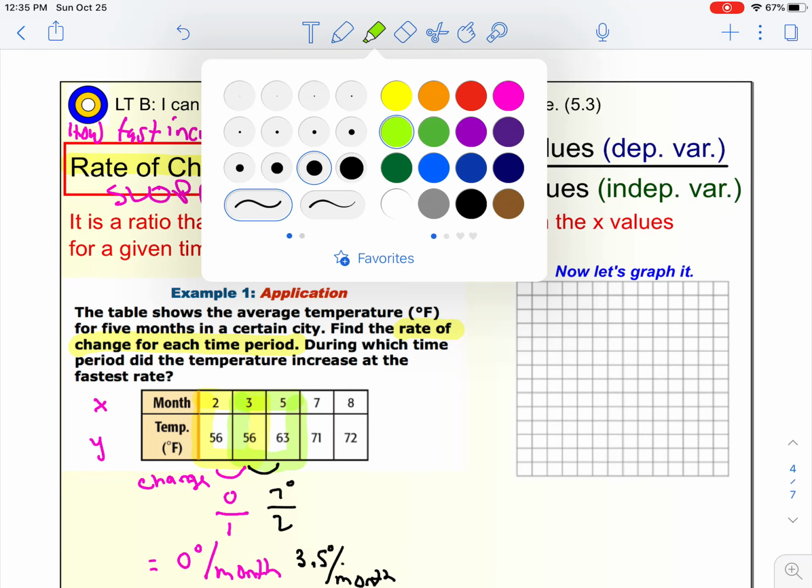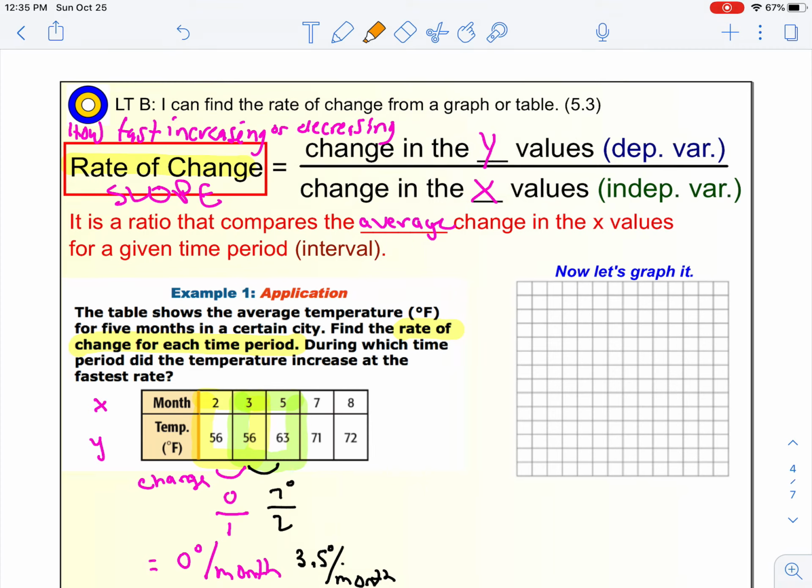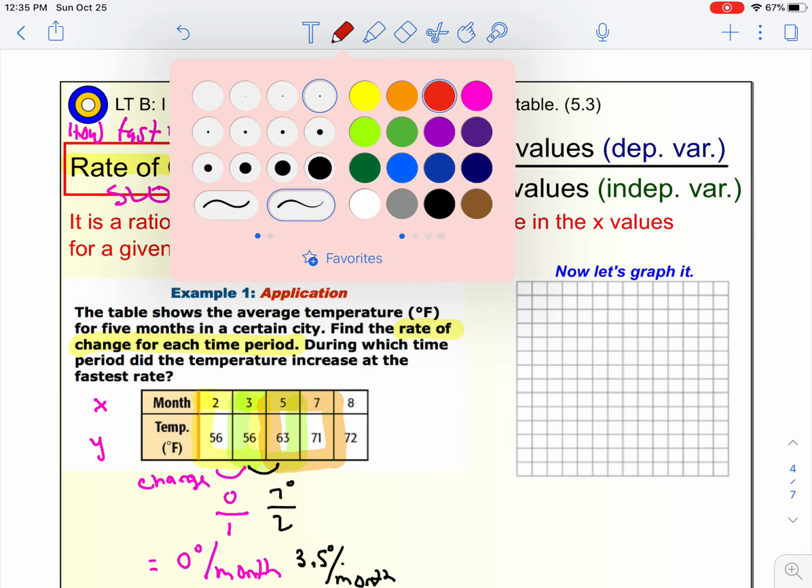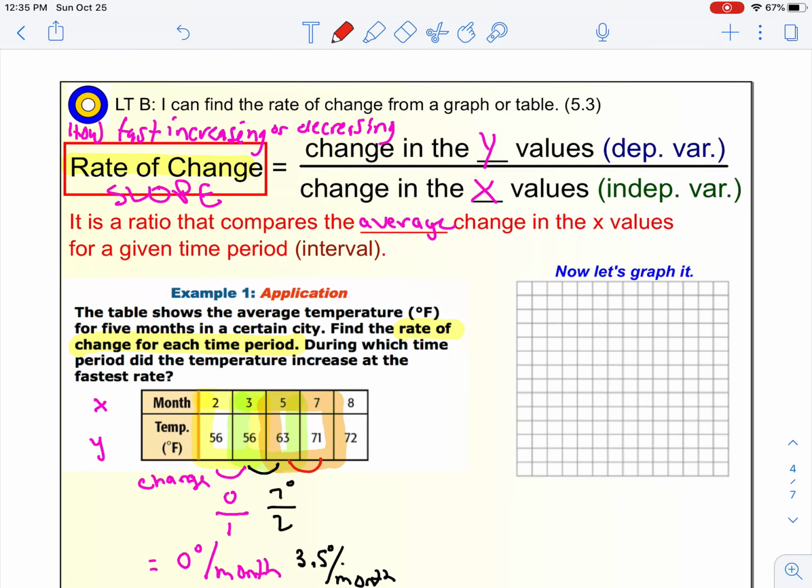So now let's look at another time period. Let's look at from 5 months to 7 months. Let's take a different color here. How much did it change? From 63 to 71, it changed 8 degrees. Let's clean that up a little bit. So it changed 8 degrees, but in how many months? Again, 2 months. So what's the average? Well, that average would be 4 degrees per month. So far, 4 degrees per month is the greatest increase.